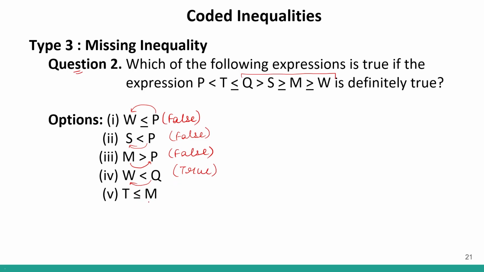Option 5 says M is greater than equal to T. So we will move from M to T. Now I can see over here, if we have to go to T, we have to move this side, correct? And this side we have a small door, not a bigger door. So this is also false. So my correct answer will be option number 4, because this is the only one that is definitely true. Correct?